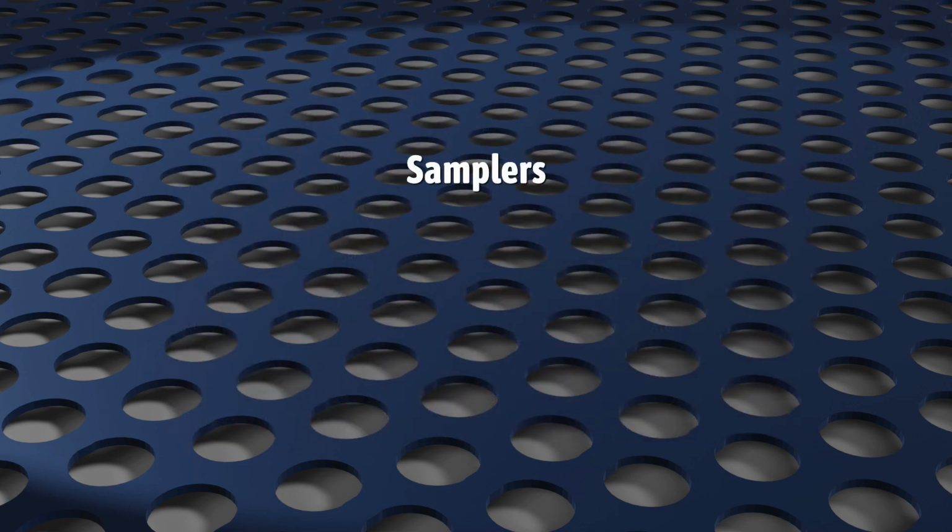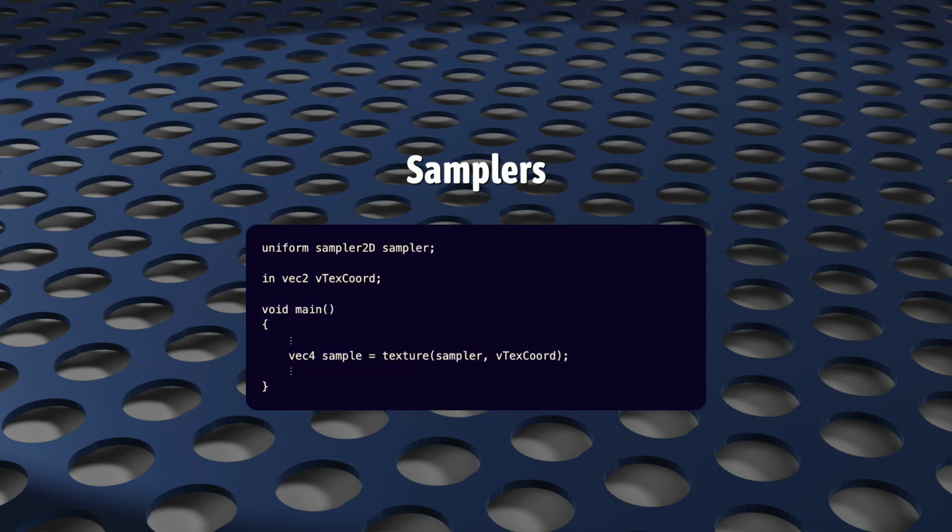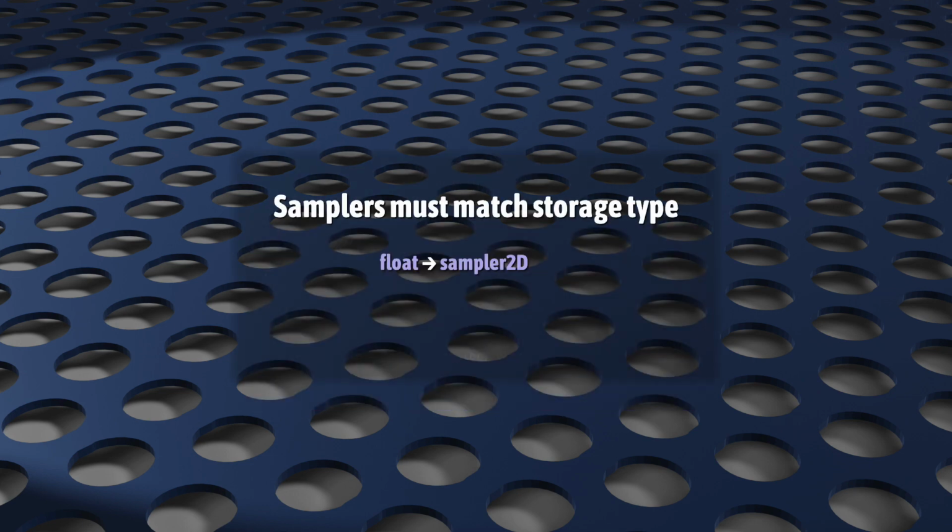When it's time to consume your textures, you're going to need a sampler. In all previous programs we've written, it's looked something like this. We call the GLSL function texture with a sampler and a UV coordinate. Same thing will happen here, but our sampler must match the storage type. Signed integer textures use samplers that start with an I, like isampler2D or isampler2DArray, and unsigned integer samplers start with U, like usampler2D or usampler2DArray.